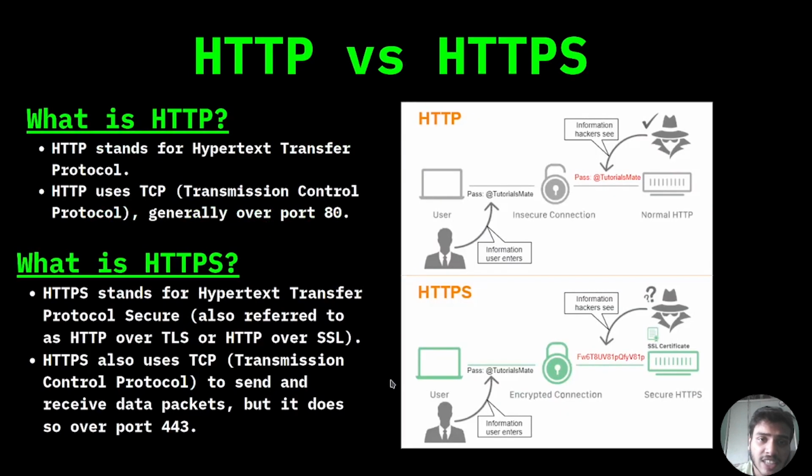So next we come to the HTTP and HTTPS protocol. So what is HTTP and what is HTTPS? HTTP stands for Hypertext Transfer Protocol. HTTP uses TCP, that is the Transmission Control Protocol, generally over port 80. On the other hand, HTTPS stands for Hypertext Transfer Protocol Secure, also referred to as HTTP over TLS or HTTP over SSL. What it allows is that it allows TCP to send and receive data packets, but it operates, as I told you before, over port 443. And it is very secure.